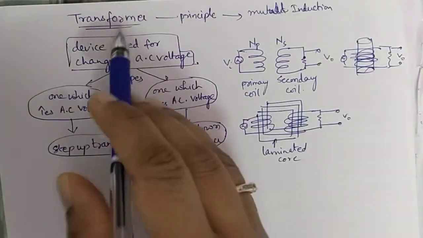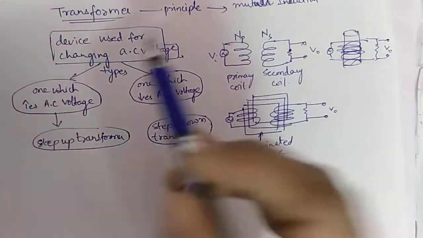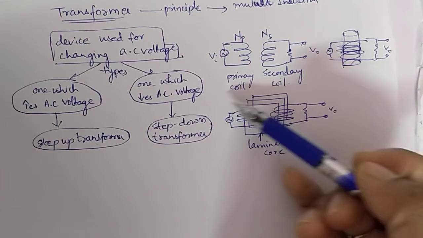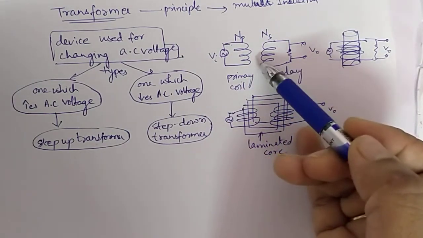Any transformer will have two coils, primary and secondary, two sets of coils insulated from each other. Otherwise there will be a short circuit.